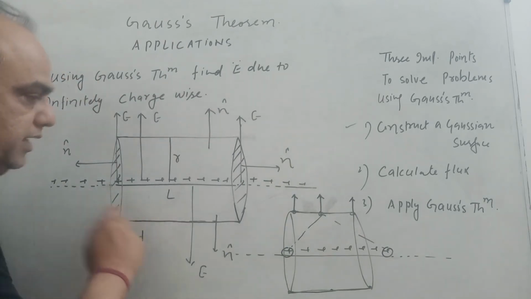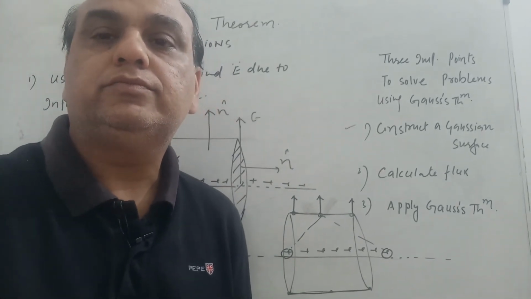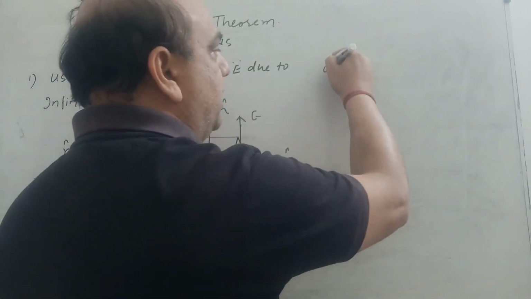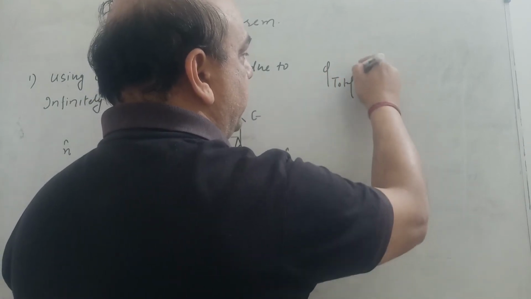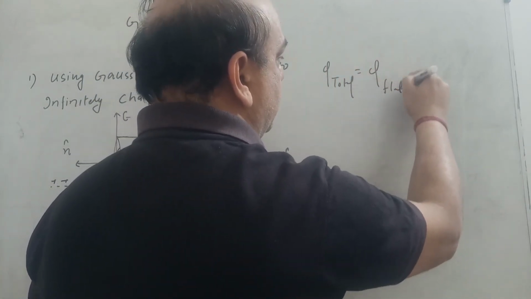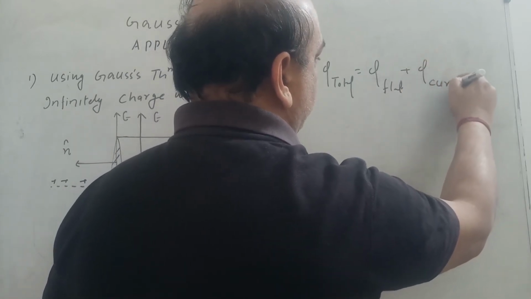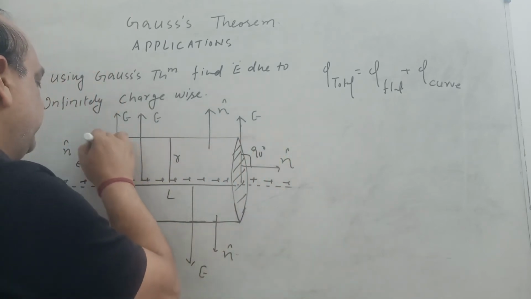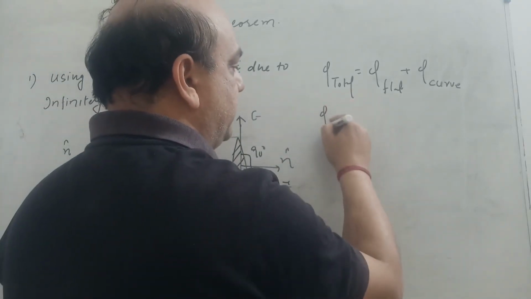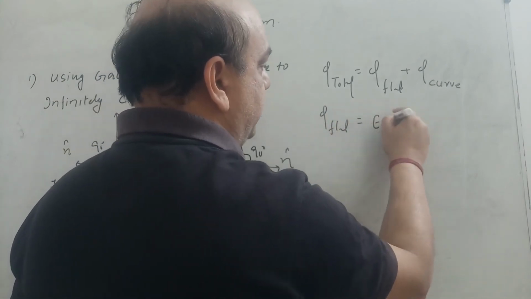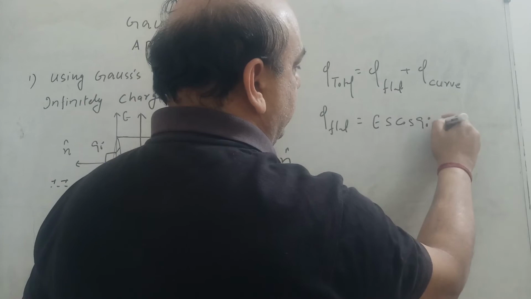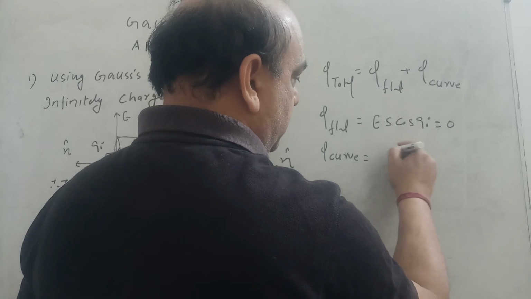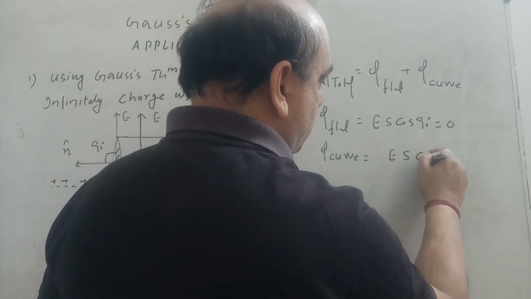So now we will calculate the electric flux here. Let us calculate the electric flux. We can write down total flux. Flux total is flux flat plus flux curve. See here, for the flat surface, this angle is 90 degrees. So flux through the flat is E s cos 90, which is 0. Flux through the curved surface is E s cos 0.